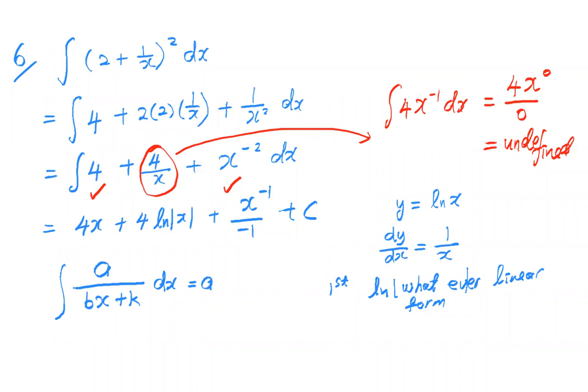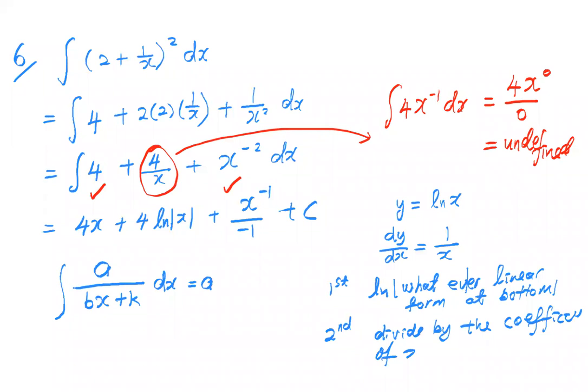If not, if the bottom has a square, also you put it there. Linear form at the bottom. Shouldn't say bottom, okay? Should say denominator. Then second step, you have to divide by the coefficient of x. So A ln modulus bx plus k, divided by b, plus c.